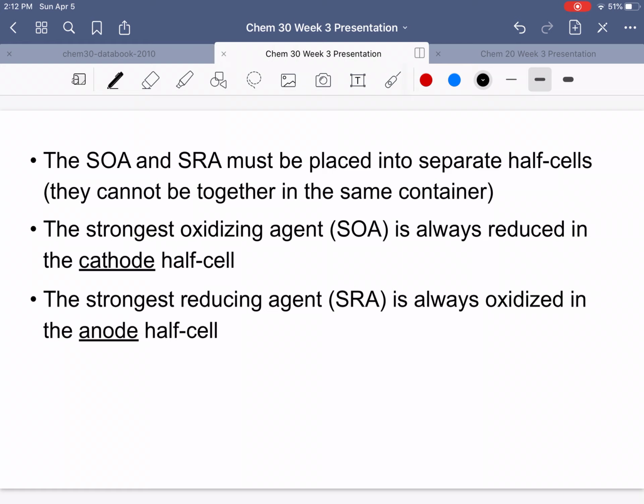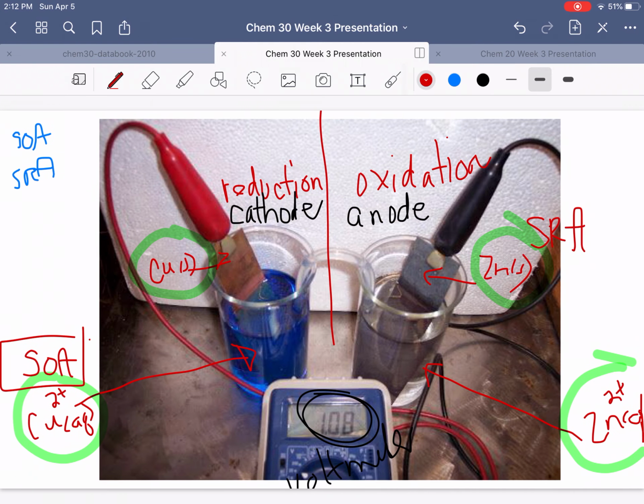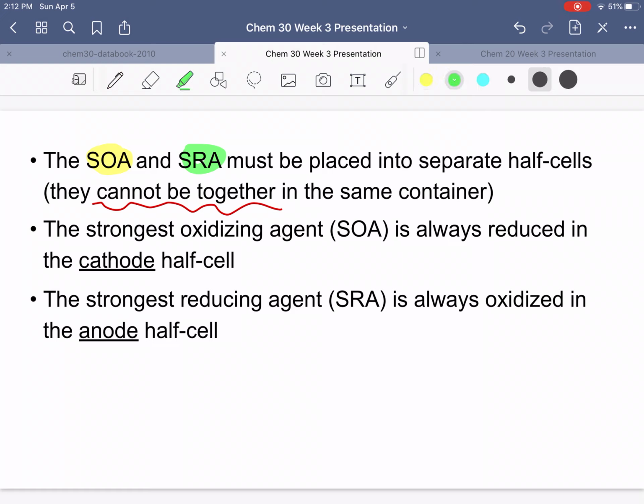Ultimately, guys, just to clarify that last little bit that we talked about and I showed you on the previous page, the SOA, the strongest oxidizing agent, is in one of the half cells. Vice versa, the strongest reducing agent will be in the other half cell. In other words, they are not together in the same container, right? They are in two separate containers. And just like we were talking about previously, the SOA always undergoes reduction at the cathode. Vice versa, the SRA, the strongest reducing agent, always undergoes oxidation at the anode.